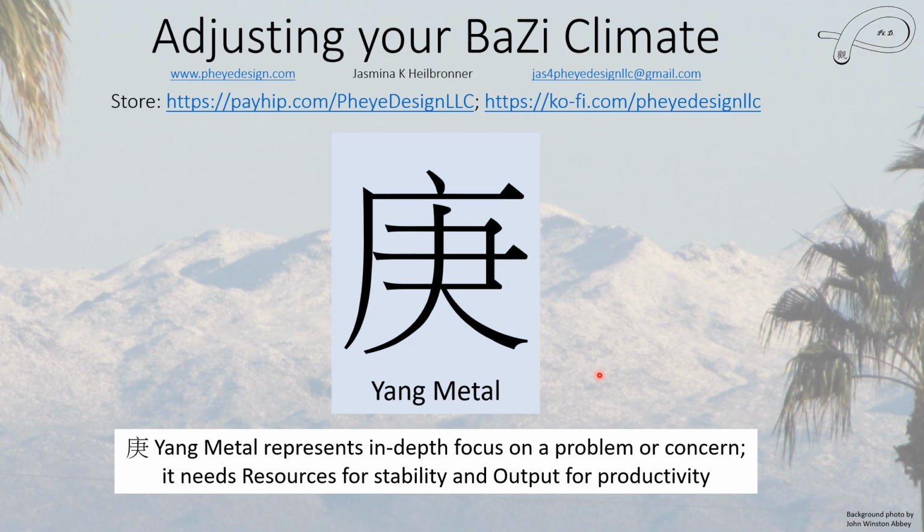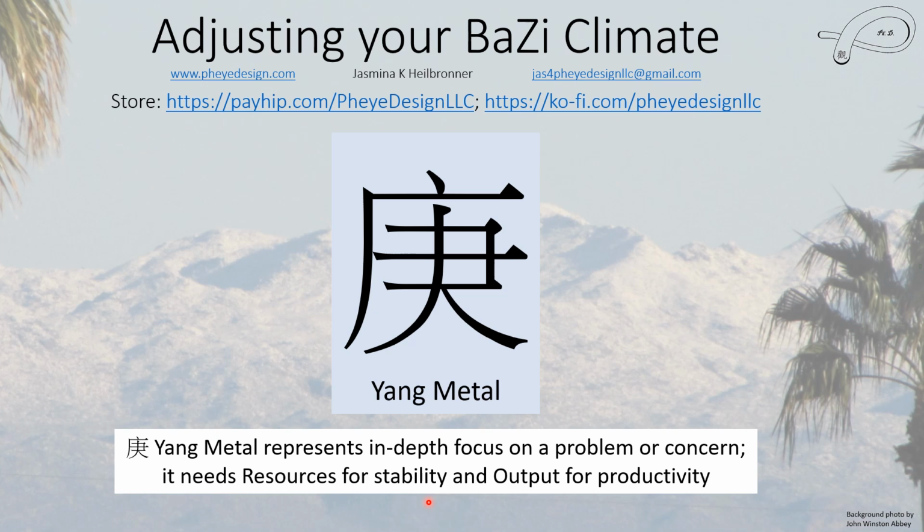Now, yang metal represents in-depth focus. They're very good at focusing on problems or concerns. They do have a tendency, if they're too strong, to completely miss the big picture and may focus on the wrong thing because they don't see the big picture. So that is a concern with metal in general. It does need resources for some stability so that they can keep focusing.